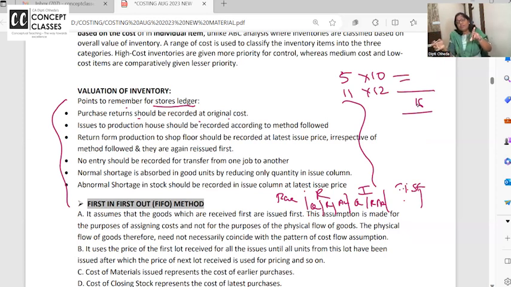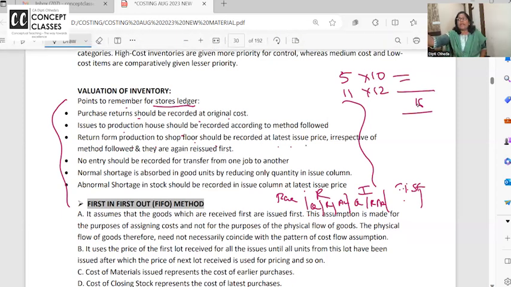Ma'am, but I am following FIFO, LIFO. No, this is not issued to production. FIFO LIFO is for issues to production. This is receipt and issue back to the creditors. Issues to production. Return from the production to the shop floor should be recorded at the latest price.